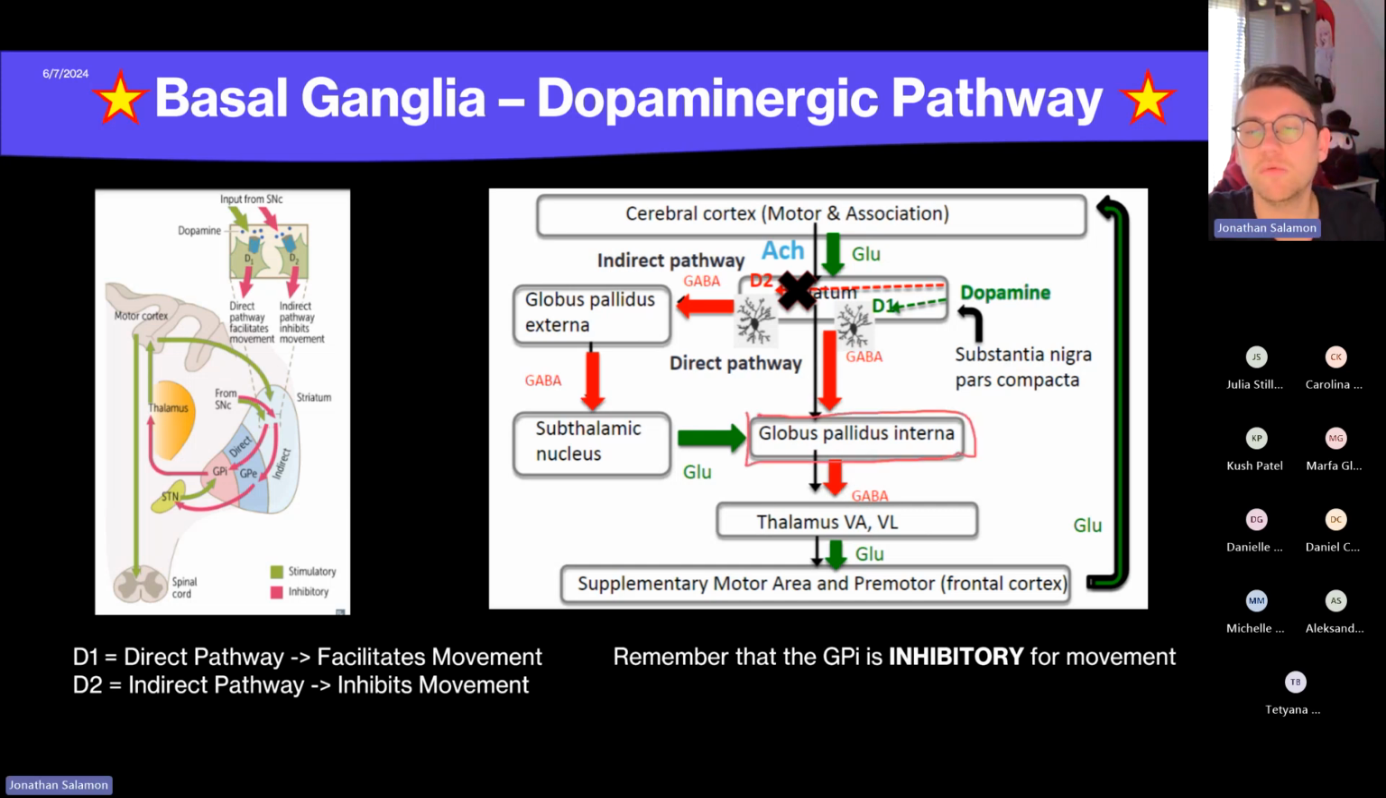But seriously, super duper. If you only remember three things from this, it's that this is inhibitory to movement. D1 inhibits this, which makes it pro-movement. D2 stimulates this, which makes it anti-movement. Please know that. That's all. You don't need to get super into the weeds on anything else. Know that.